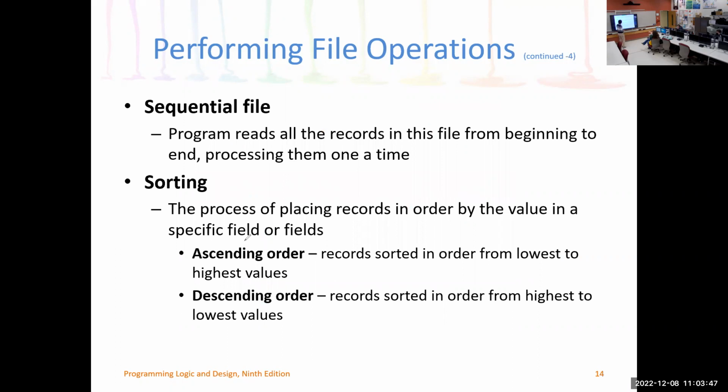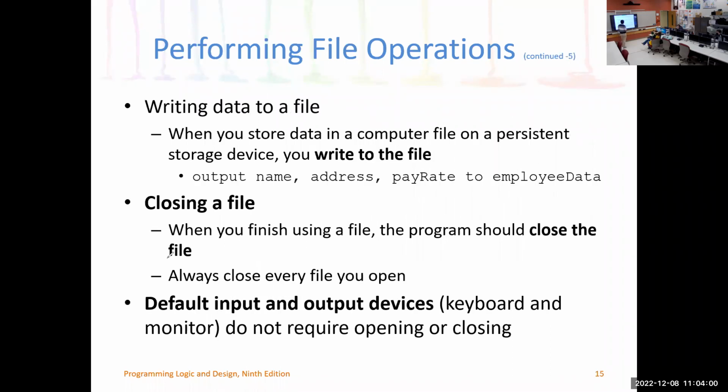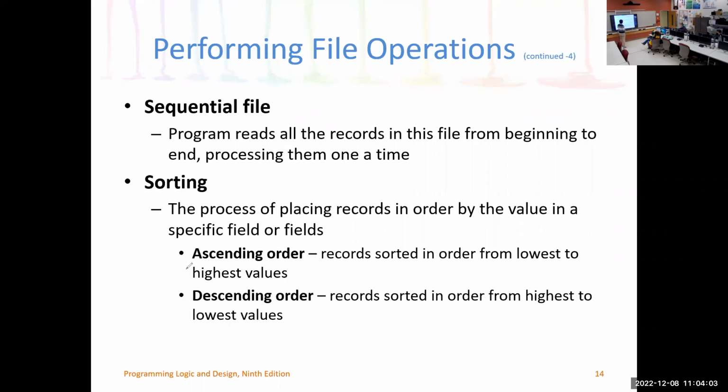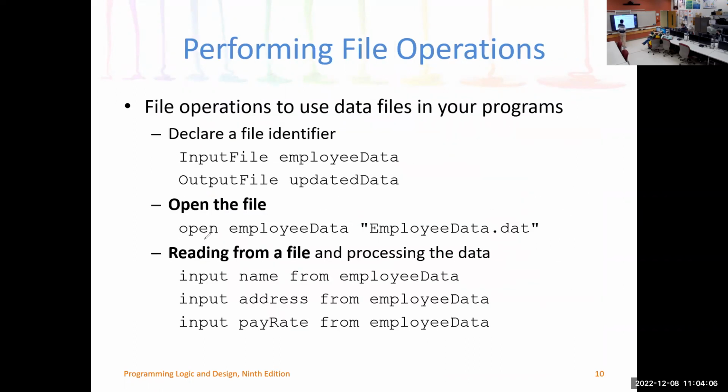Now, when performing the file operation, normally you work with a sequential file one by one, and normally it is already sorted in order, ascending order or descending order. So that's only some of the keywords you have to remember when working with the file. You have to declare the identifier. And when you want to open the file, you use the open here. Whenever you open the file, you associate the file with the variable you declared here.